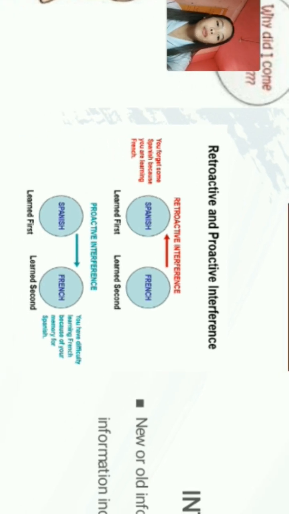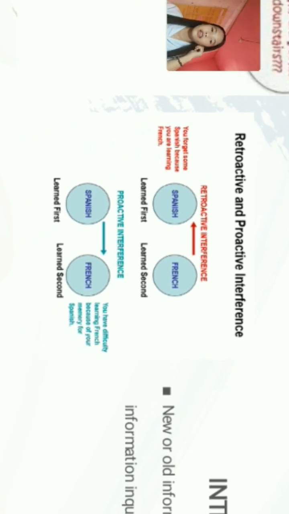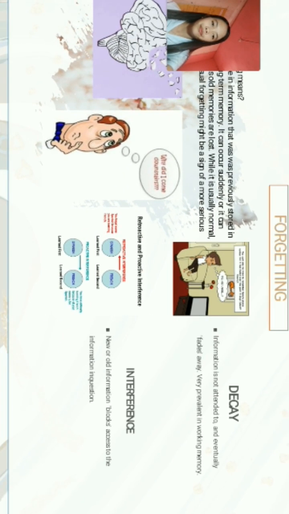So while the proactive interference is just like ato, so ang first is Spanish nga language imong gitun-an, and then second is nag-French na pud ka. So the proactive says that you have difficulty learning French because of your memory for Spanish. So that is the interference.